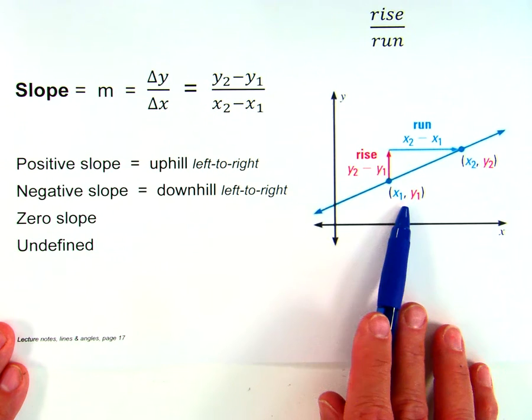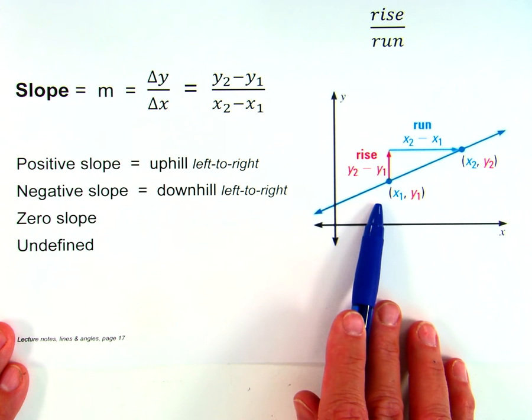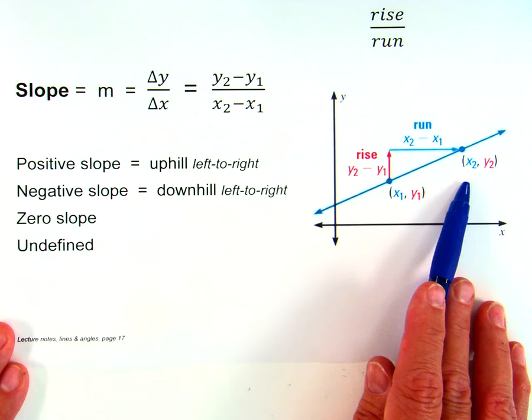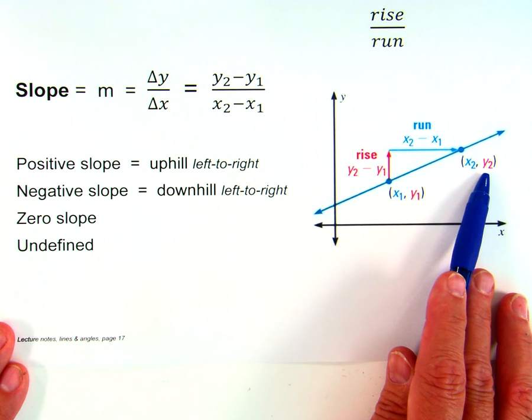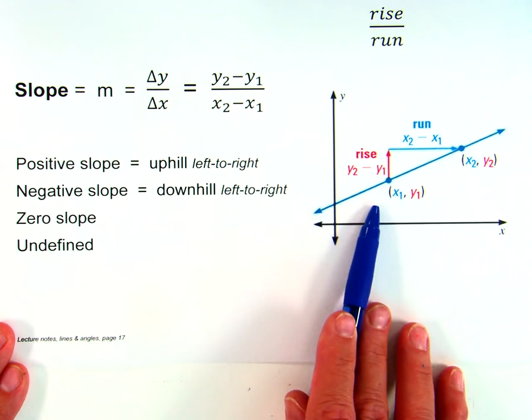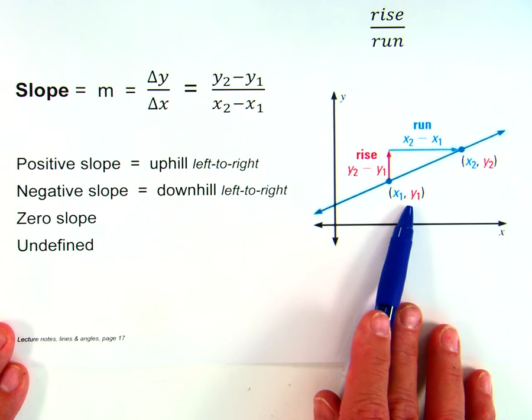The y coordinates are subtracted, the x coordinates are subtracted to find the difference, and they're divided to make a ratio. So we'll have y sub 2 minus y sub 1 over x sub 2 minus x sub 1. The y value from 2 minus the y value of 1.